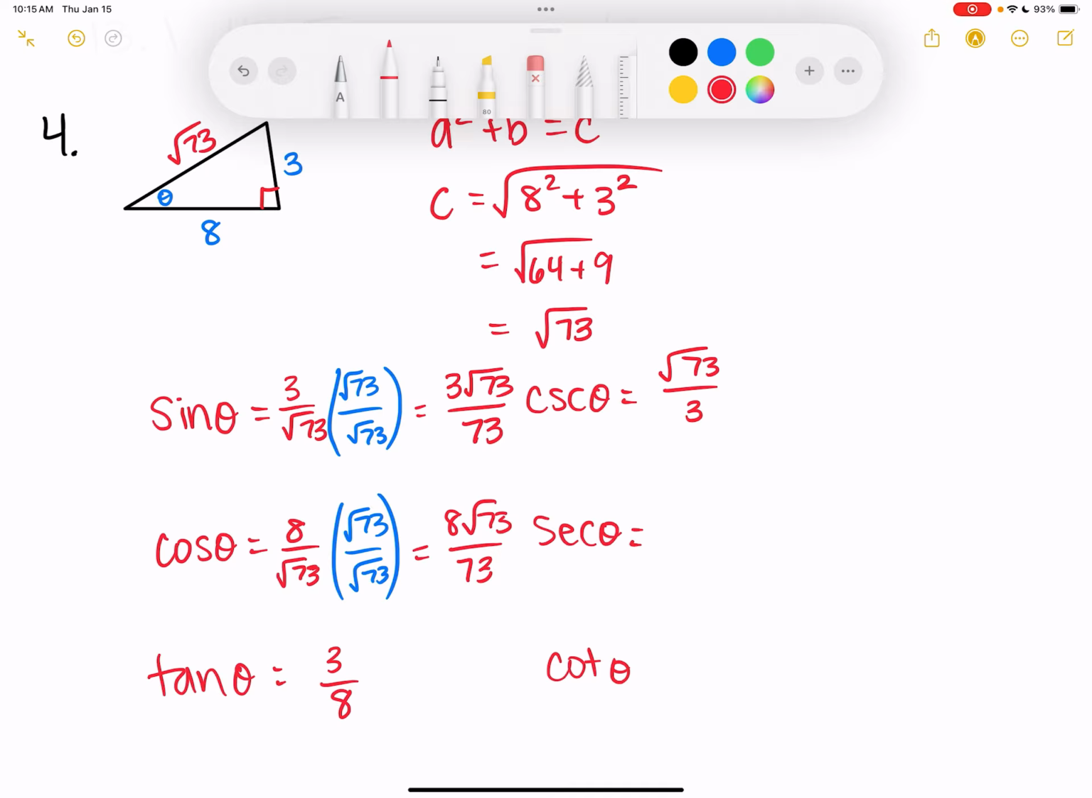Secant, I flip cosine, so we get the square root of 73 over 8. And then cotangent, I flip tangent, so that's 8 over 3. That's kind of easy. And that's your answer right there, those 6 things. Those are just like our answers.